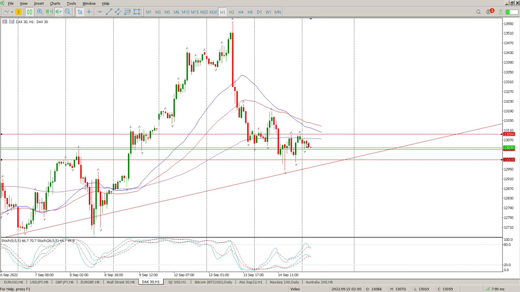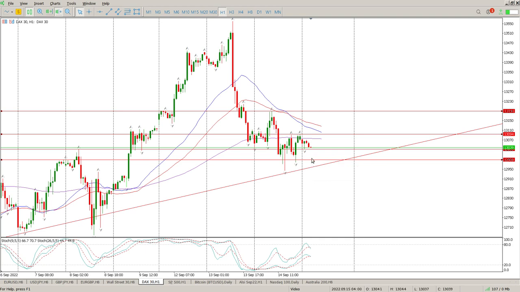So the moral of the story is quite simple. If we break and retest 13,094, we're probably moving back to the upside. That would also set up a bit of a wedge for us. And then your target for that wedge is pretty much going to be the next little cluster here, which is up here at 13,190.